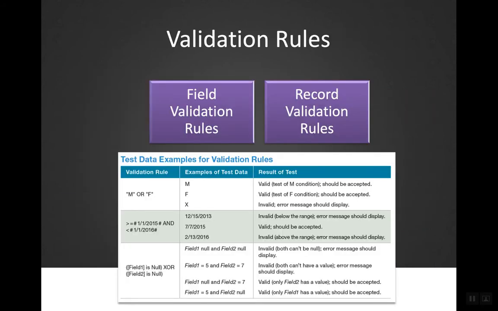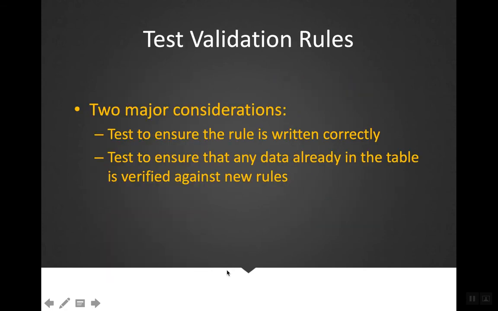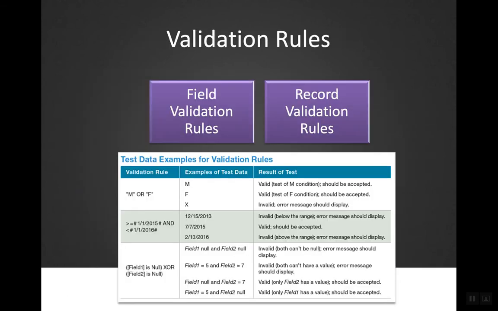But here are just some examples of field validation rules. For example, male or female. Dates, such as something equal to or less than a date range, something that would fit that. Or if field 1 is null and field 2 is null, that's an error. That would be an error condition. These are just some examples of the different types of validations you can apply to help improve your data quality.